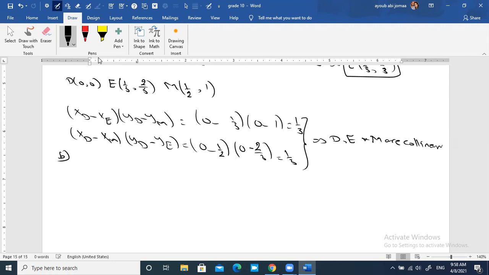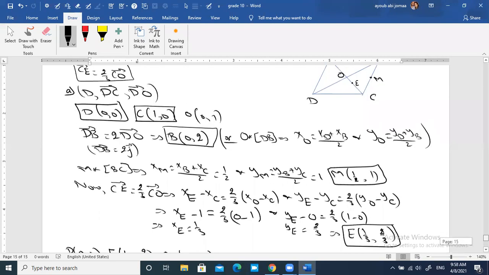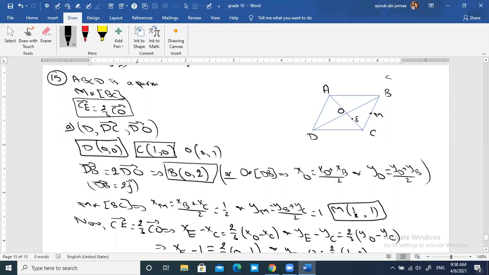Okay. For the second part, use a geometric method to prove this result. How can you use geometry to prove that D, E, and M are collinear? Prove that E is a centroid.